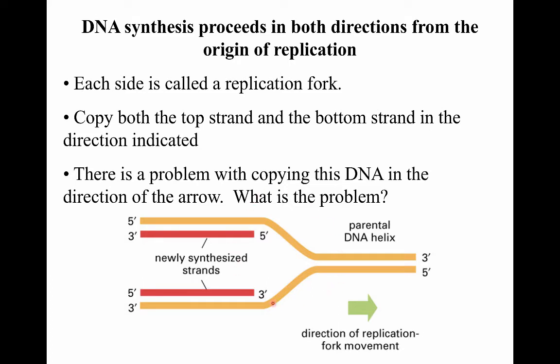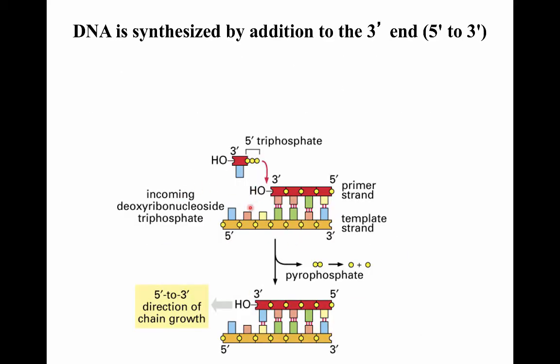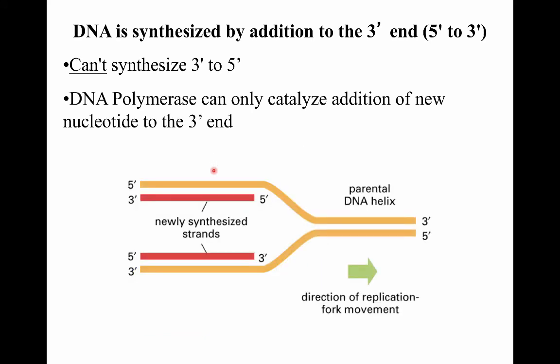So there's a problem down here. So if we want to copy both of these templates in this direction, what's the problem? Think about that for a second. Okay, so the problem is here. We can't add new nucleotides to the 5' end. So how do we copy in this direction? Right, we can only add nucleotides to the 3' end. Can't synthesize to the 5'. You can't synthesize 3' to 5'. You can only synthesize 5' to 3'. You can only add new nucleotides to the 3' end. And so this is a problem. How do we do that?